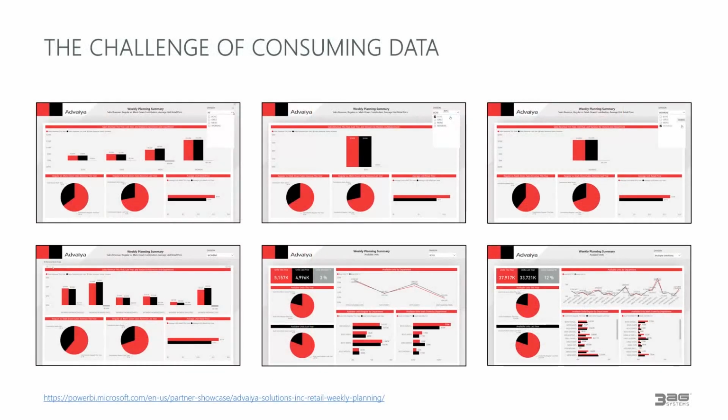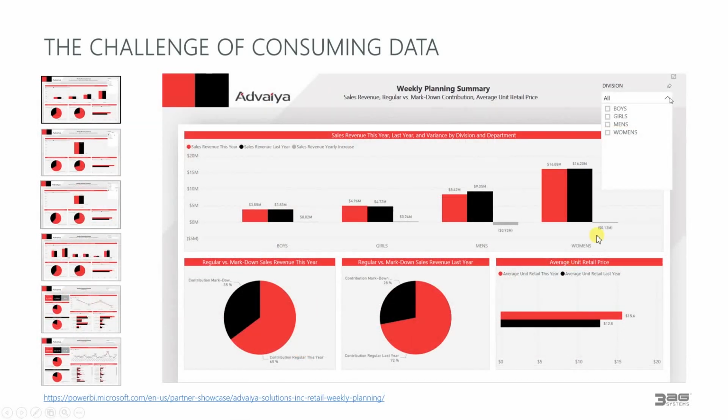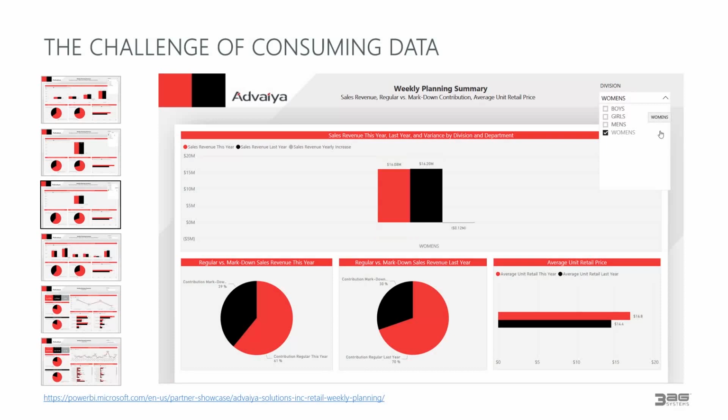I've taken the following set of dashboards from the Power BI Partner Showcase site. You could see the link below here for reference. These dashboards are for a retail company that sells clothing. You can see that they have separate divisions for boys, girls, men's, and women's, and these are set up as filters, so you can individually filter out which division that you're trying to look at.